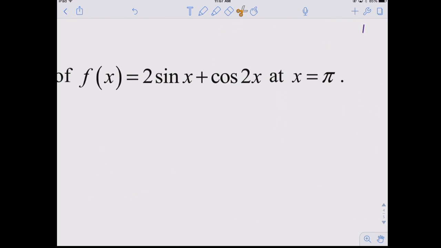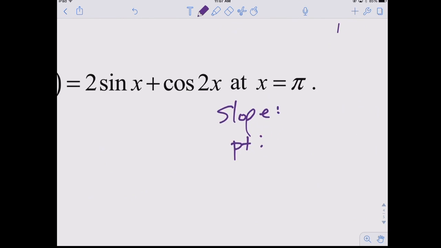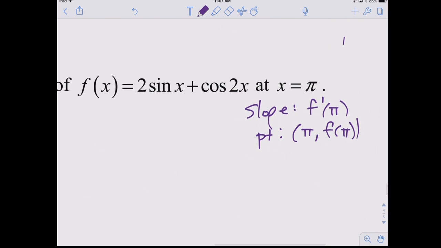All right, what do we need for the equation of a line? Two things, right? Slope and a point. It's a little two-ingredient thing, right? So the slope is going to be f prime of pi, and the point is going to be pi comma f of pi. So let's go ahead and find the point first since they gave us f of x.